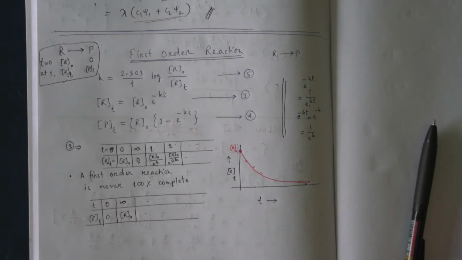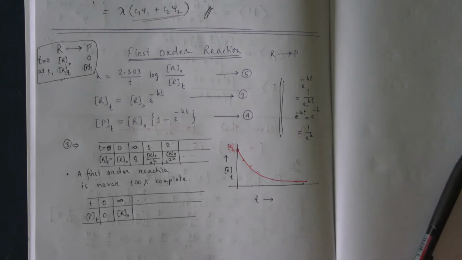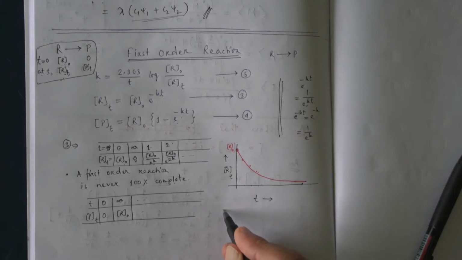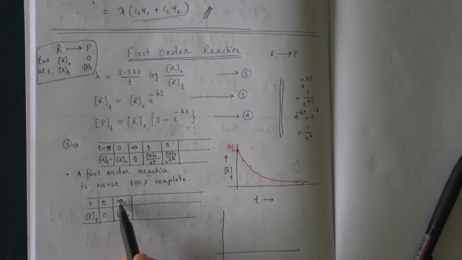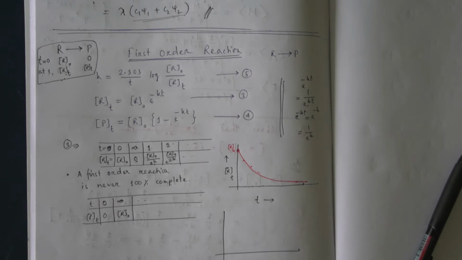Now what will happen, we can show this. So as time increases, concentration of product increases. As time increases, concentration of product increases. Okay, but concentration of product will never become equal to concentration of reactant.